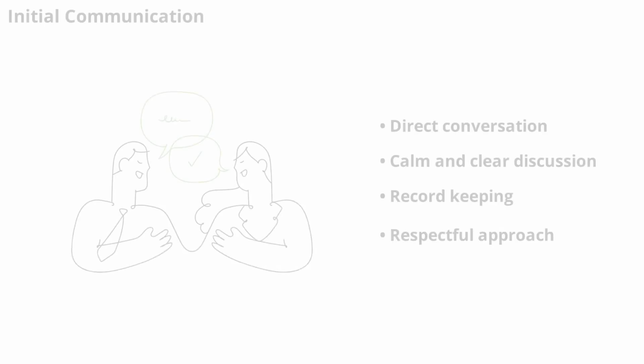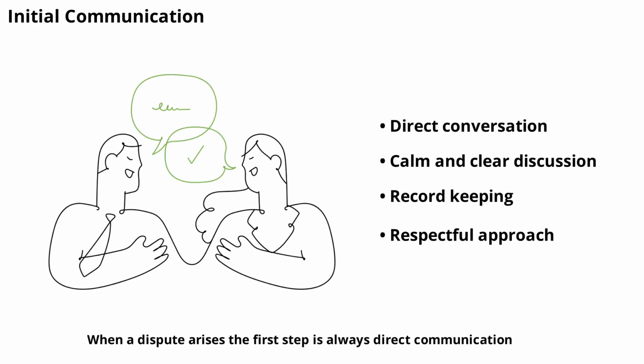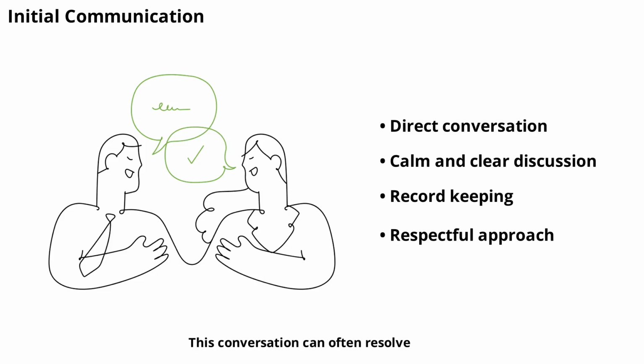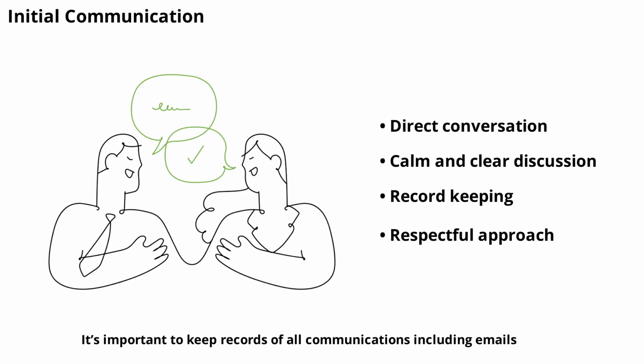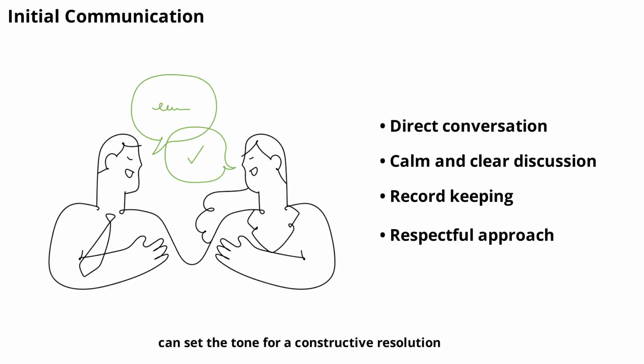When a dispute arises, the first step is always direct communication. Tenants and landlords should try to discuss the issue calmly and clearly, outlining their concerns and expectations. This conversation can often resolve misunderstandings before they become bigger problems. It's important to keep records of all communications, including emails, messages, or written notes, as these can be valuable if the dispute escalates. Approaching the situation with respect and openness can set the tone for a constructive resolution.